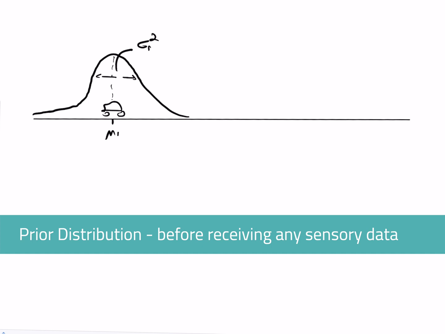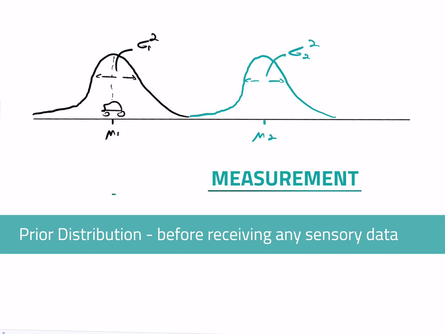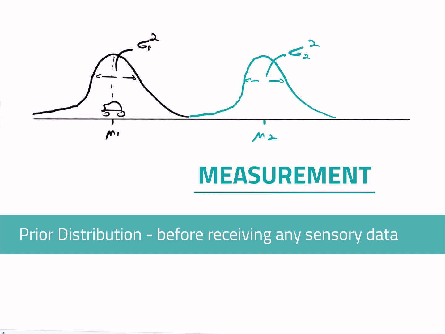Now, I turn on the GPS and it says, listen, you're not at mu1, you're at mu2. However, the GPS isn't accurate either. Therefore, the GPS is also described with uncertainty, which we'll define as sigma 2 squared. Now, what is the best guess at this point with regard to the position of the vehicle? So your initial guess was mu1 with sigma 1 squared. Your measurement was mu2 with sigma 2 squared. What are you going to do now?